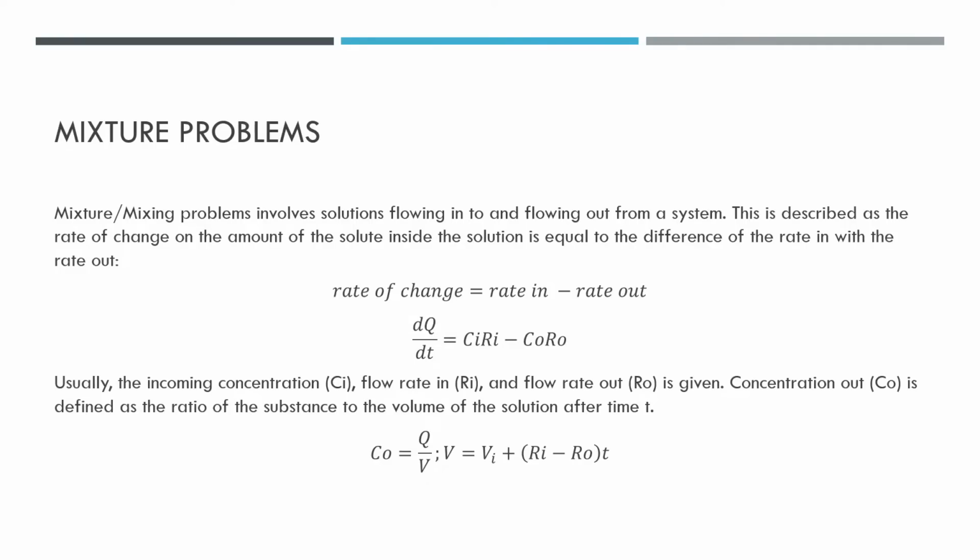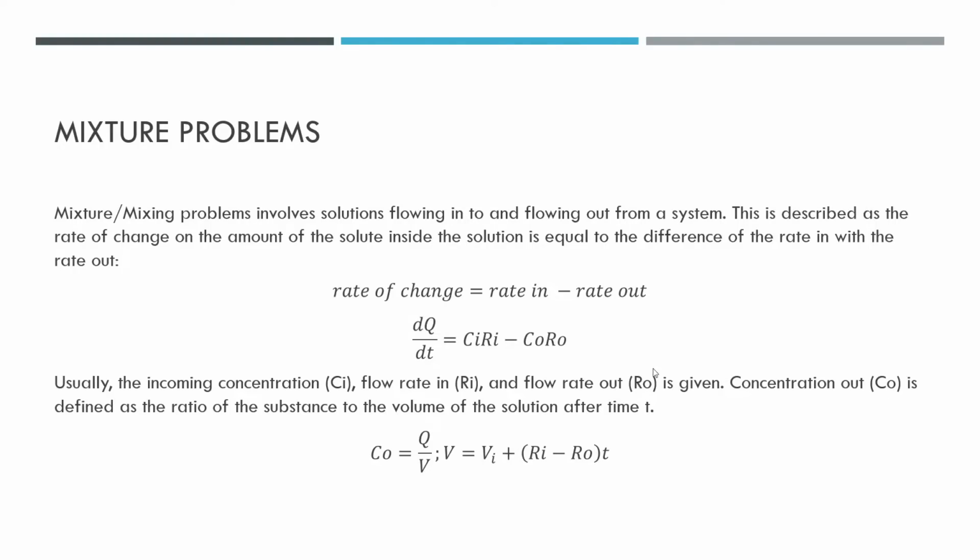So usually our CI, RI and RO are given. What we are usually asked to find here is how much solute or how much substance is left after time t. Concentration out is usually defined as the ratio of the substance to the volume of the solution after time t. So we have CO is equal to Q over V, where V is equivalent to the initial volume plus the rate in minus the rate out, multiplied by time. Those are what we need to remember when we are solving mixture problems.